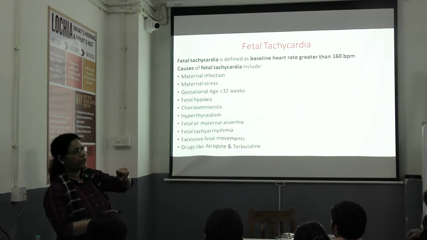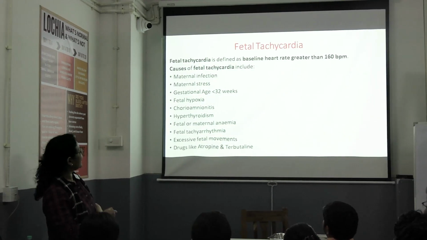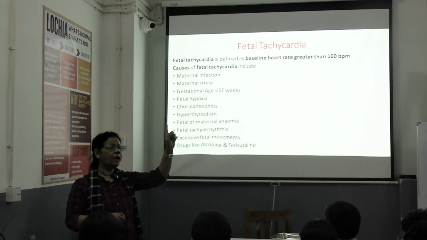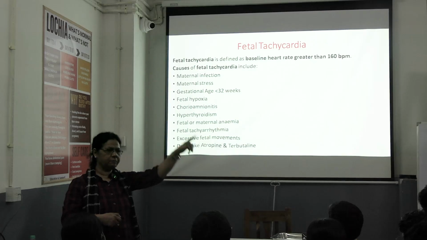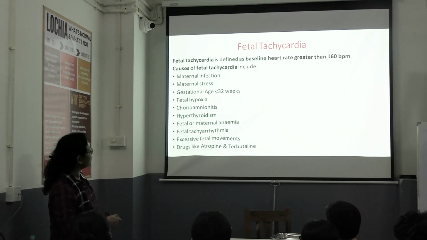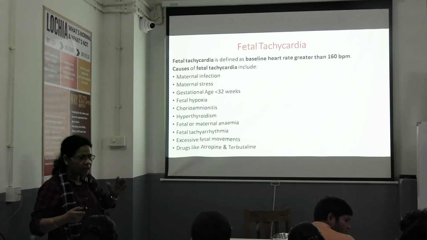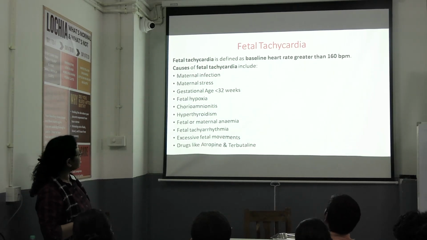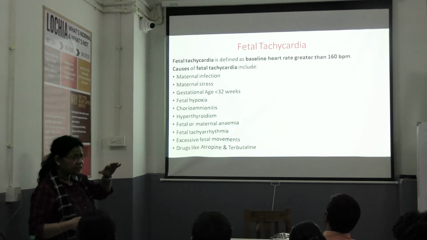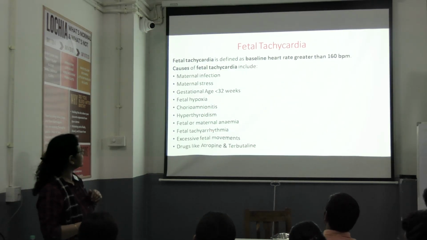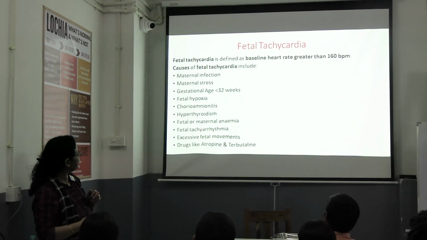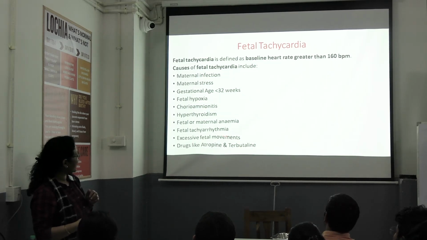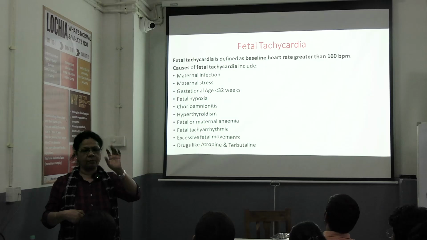Now when will you have an increase, fetal tachycardia, that is the baseline heart rate is more than 160? It has to be more than 160 because 110 to 160 is the normal. So something beyond that will be tachycardia. So when does it occur? Maternal infection, maternal stress, when the gestational age is lower, less than 32 weeks, fetal hypoxia, chorioamnionitis, hyperthyroidism, fetal anemia, tachyarrhythmia, excessive fetal movements, and drugs like atropine and terbutaline.